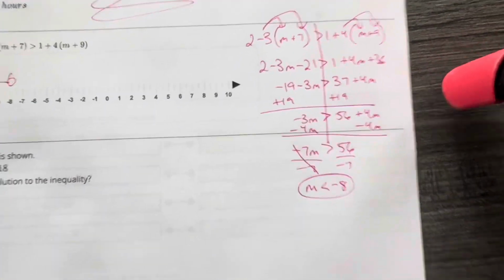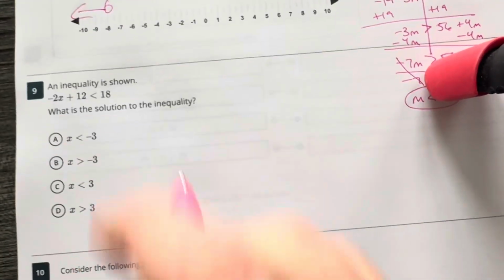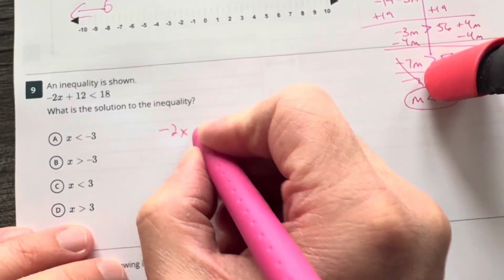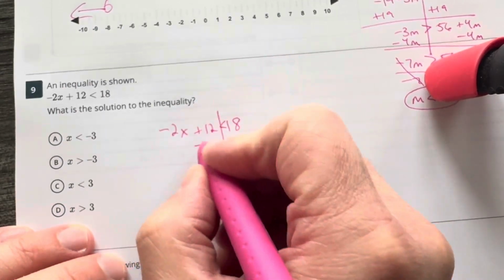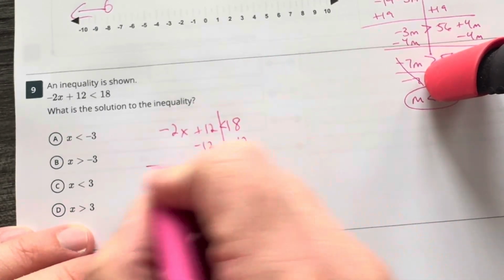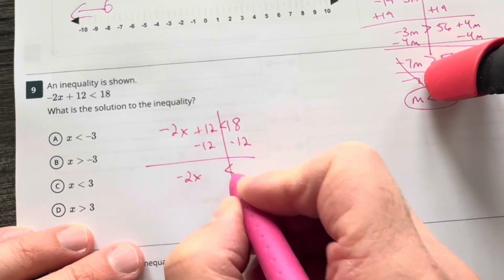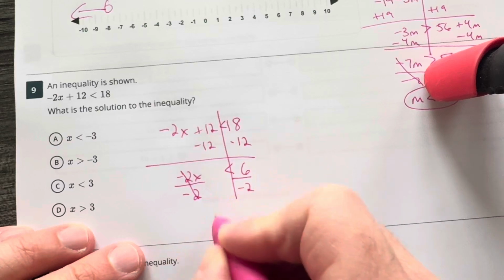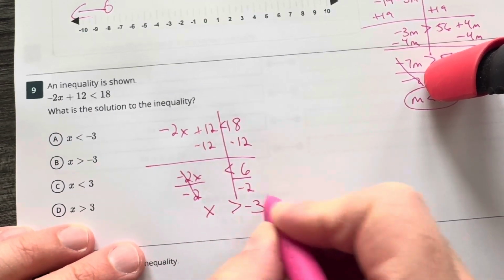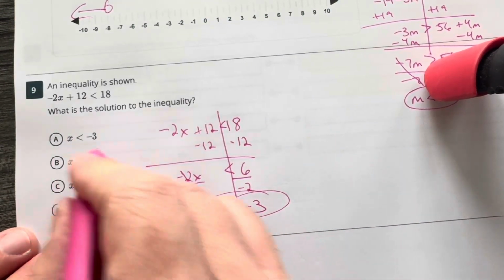What's the solution to number 9? Negative 2x plus 12 is less than 18. Line down the middle. Minus 12 on both sides. It's the only thing I can do. Negative 2x is less than 6. I am dividing by a negative, so I have to flip the sign. So x is greater than negative 3.